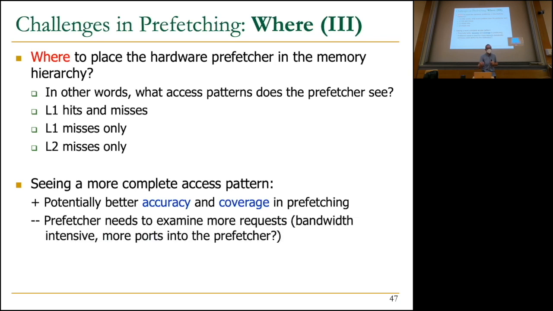But the downside is the prefetcher needs to examine more requests and keep up with the processor's access pattern, basically, right? And because the prefetcher is doing potentially sophisticated analyses on the access pattern, it may not keep up very well, right? This is very bandwidth intensive. You may need more ports into the prefetcher, et cetera, especially if you have multiple cores, right? Think about many, many cores going through this prefetcher that tries to observe all of the access patterns.